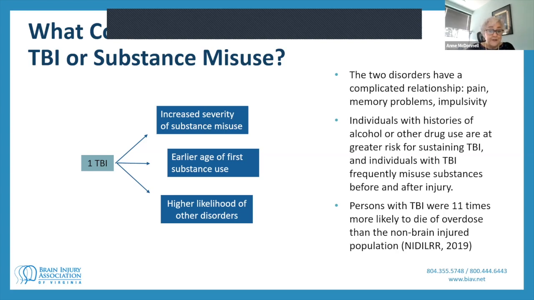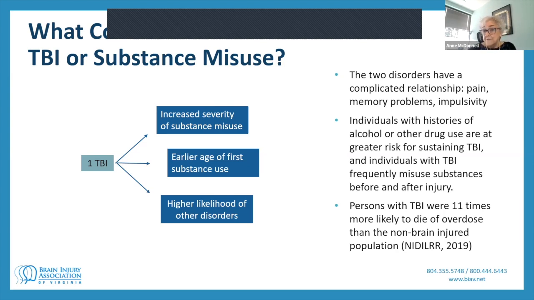Individuals who have a history of alcohol or other drug use are at greater risk for sustaining brain injury. And sadly, individuals with brain injuries do fall back into or develop patterns of substance use disorders. And persons with brain injuries were 11 times more likely to die of an overdose than the non-brain injured population because of those memory problems, because of their impulsivity.